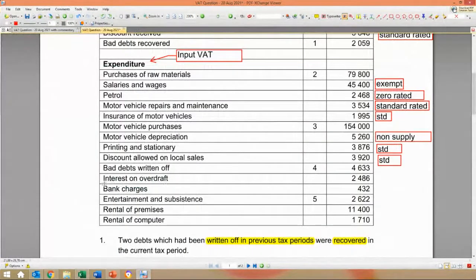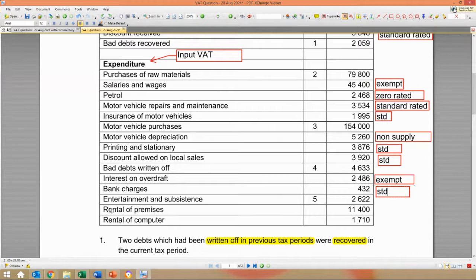Then if we move on, we see interest on overdraft. Now, interest on overdraft is an exempt supply, similar to any interest we receive. So this would be exempt. Bank charges. What type of supply is a bank charge again? Yes, that's correct. So bank charges is standard rated. Do not show me in a test that it is exempt. It is not exempt. It is a service that is provided.